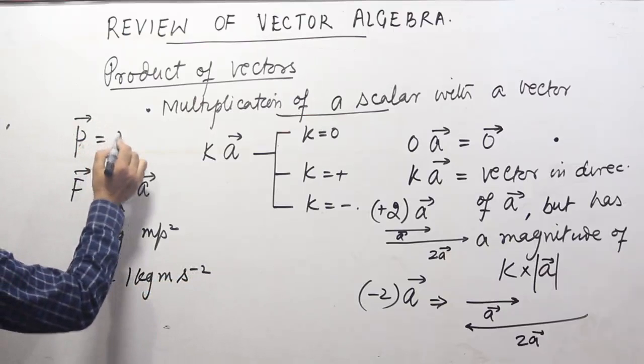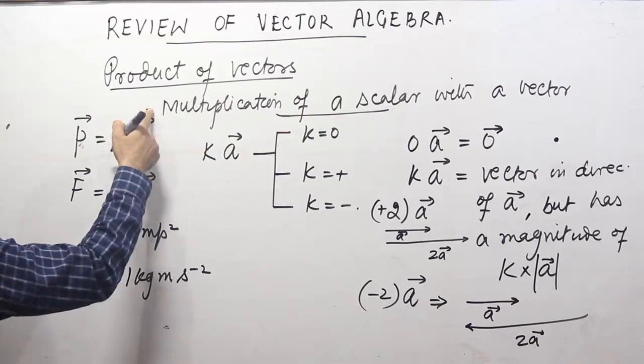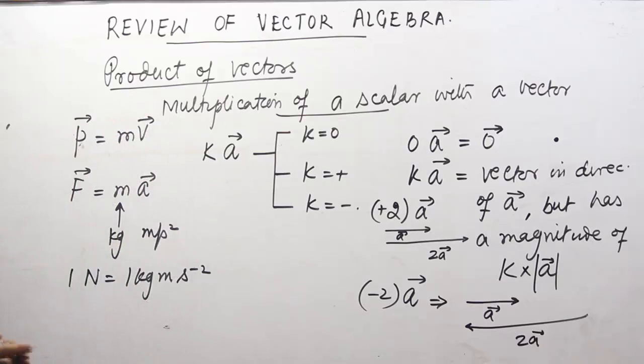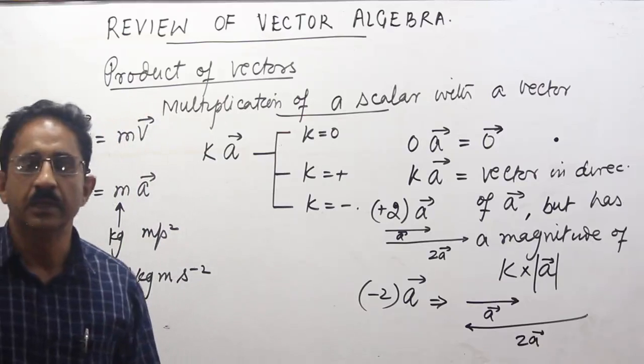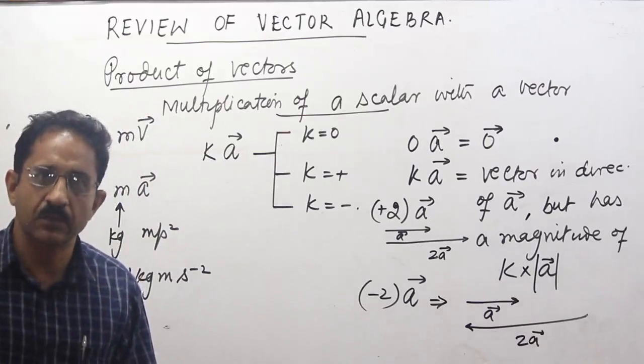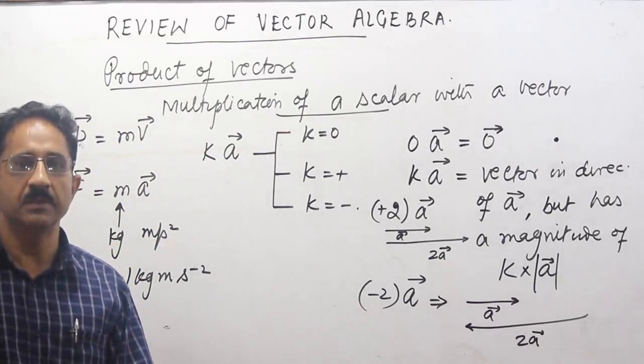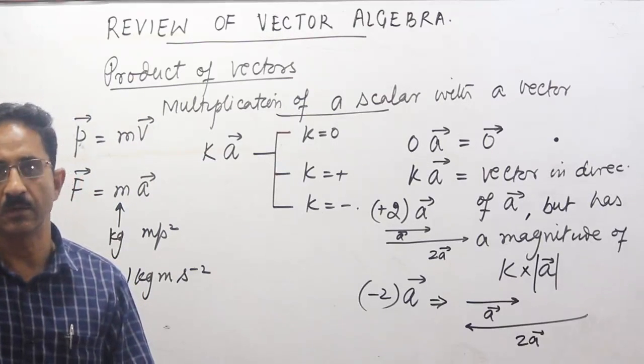The same is true for this relation. When I say linear momentum is equal to m times v, this m is a scalar which is positive. When multiplied to v, it carries the same direction as that of v, and the magnitude of p, the linear momentum, is m times that of v.